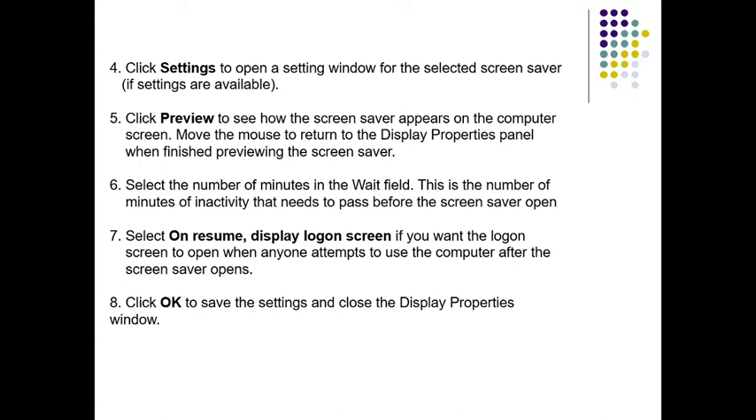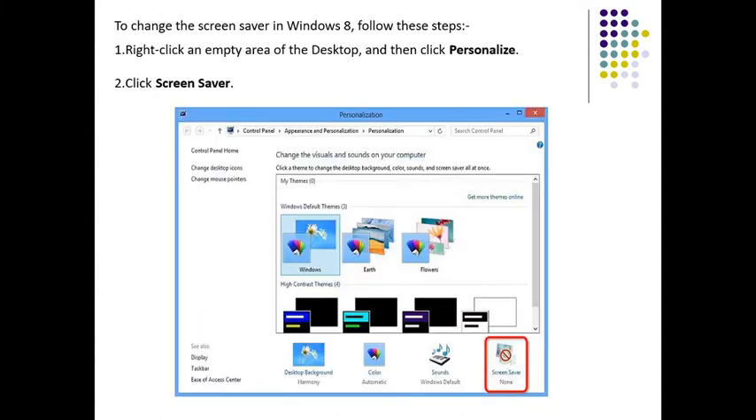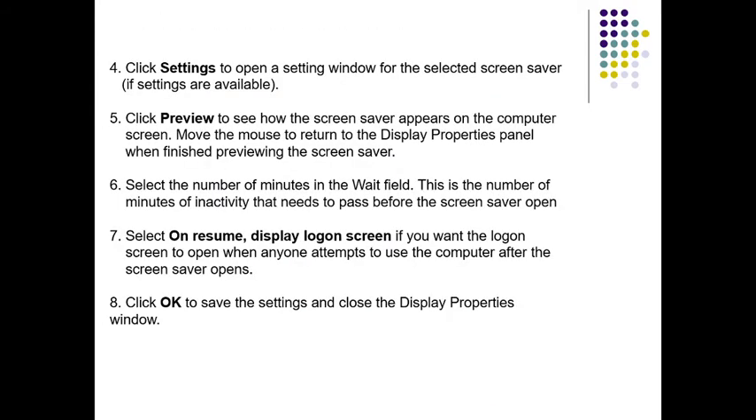This is an option used. Click OK to save the settings and close the display properties window. Okay students, so these are the steps for changing the screensaver in Windows 8 operating system.